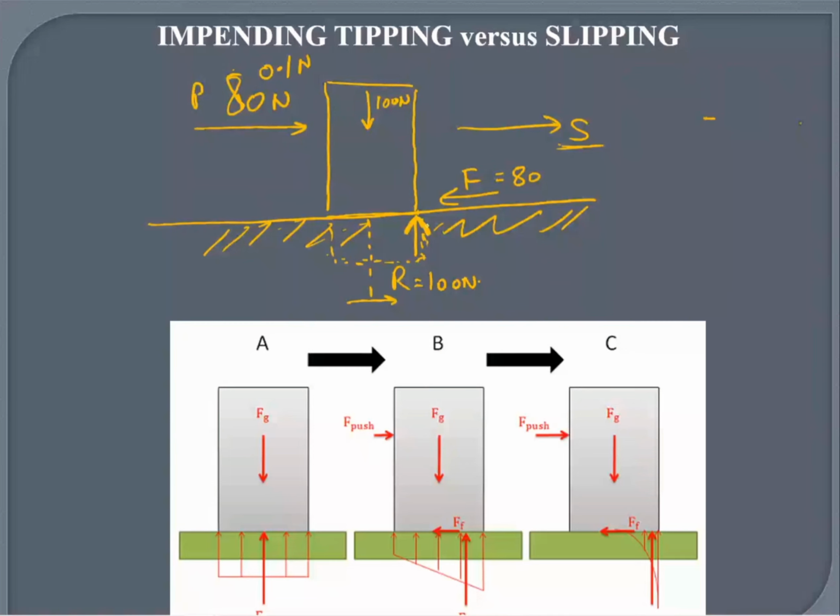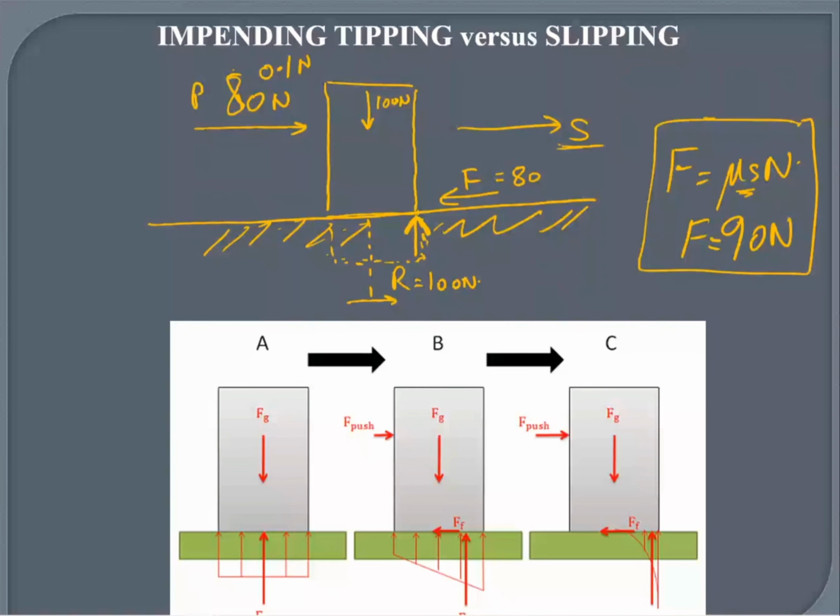Object did not slide. Why did the object not slide? Because F maximum, μs N, tells me that the maximum friction force you can achieve is 90 before it slides. Okay, this is the maximum friction force based on my μ, which tells me the object will slide if the applied force is above or equal to 90 Newton.